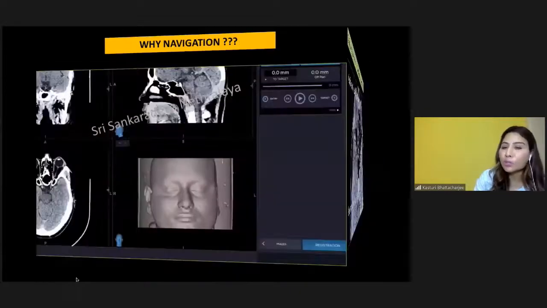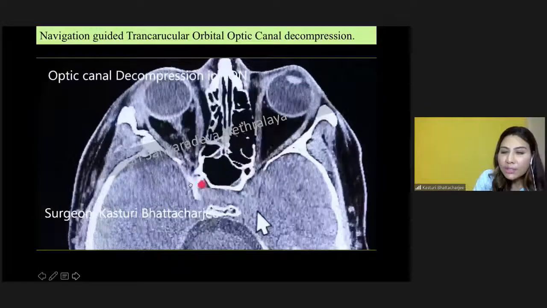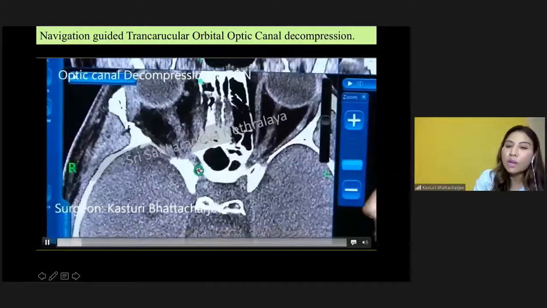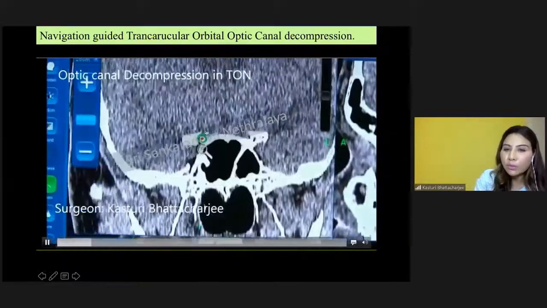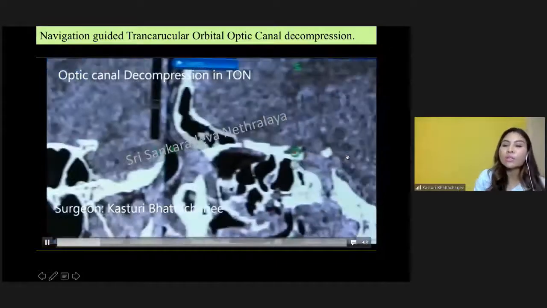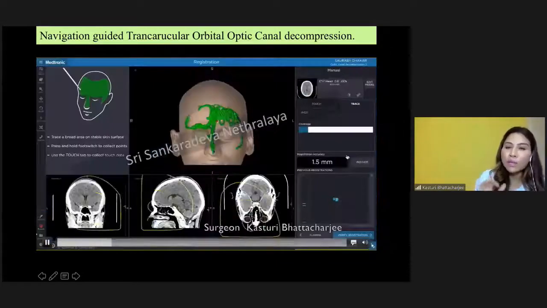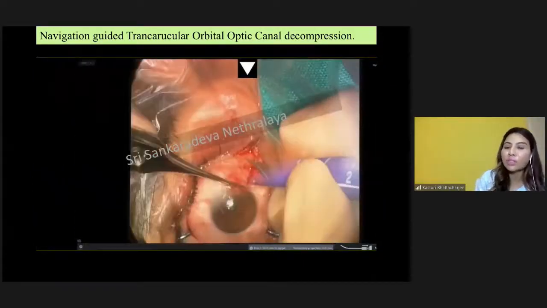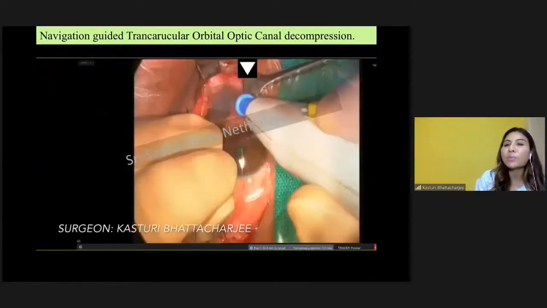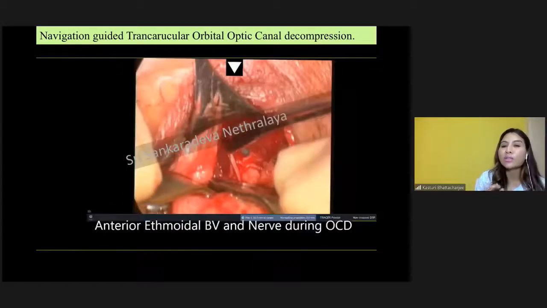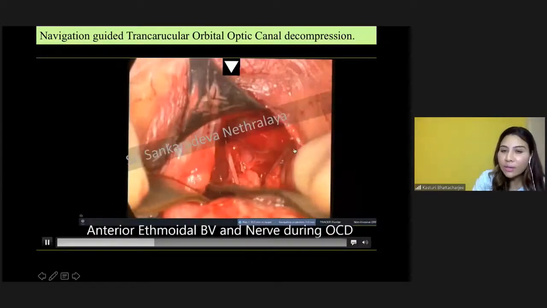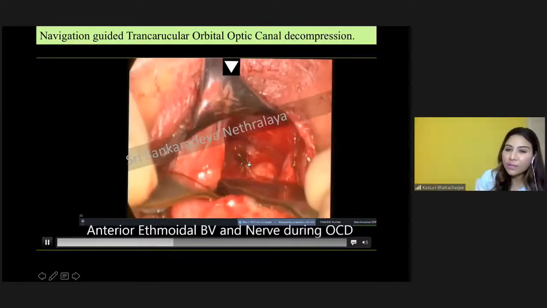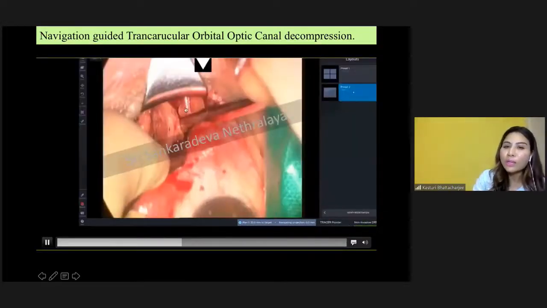So let me show you a very small surgery. This is a fracture which is impinging the optic nerve within the optic canal. This is my coronal and this is my sagittal view. Here I do a very, very minimally invasive surgery, and this is under navigation. After the registration, the only incision is approximately a 4 millimeter transcaruncular incision, and then you get, this is my anterior ethmoidal blood vessel. You cauterize it, go further deeper, then you get the posterior ethmoidal blood vessel.